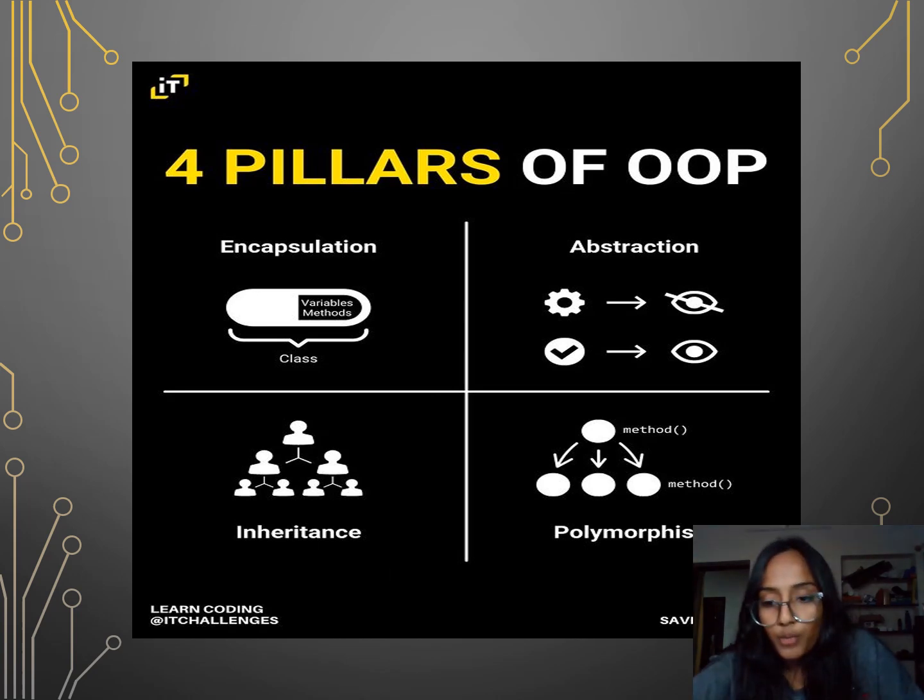Next, we have polymorphism. Polymorphism is basically sending one message to different places in different forms. Being able to pass a message in more than one form is called polymorphism.